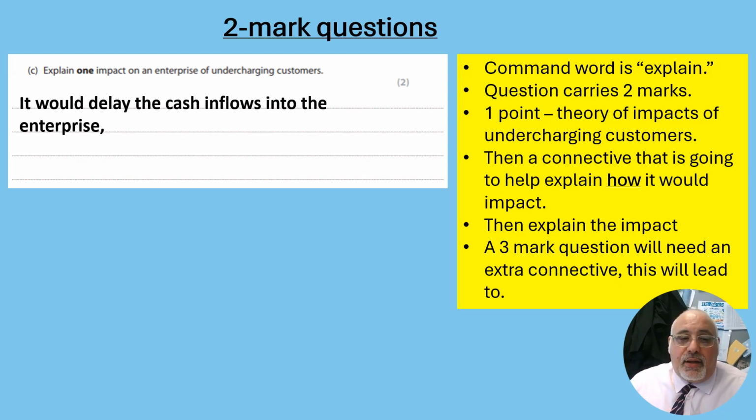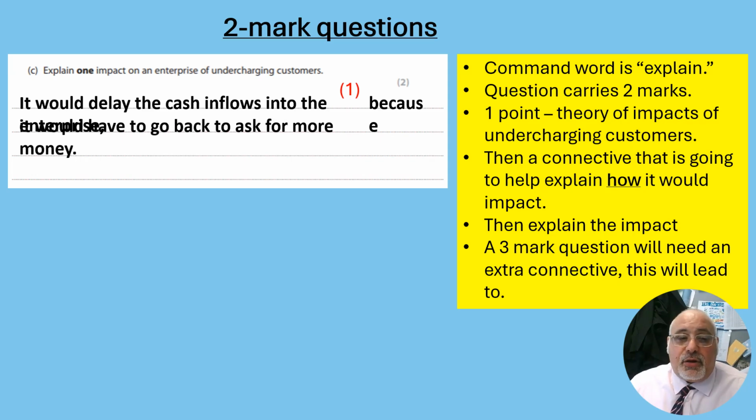You may write, it would delay the cash inflows into the enterprise, so therefore that is an impact on the business. Therefore you get 1 mark for that. You then stick a connective in. The connective in this case would be because, and the reason it's because is because you're going to explain how it affects the business, because it would have to go back to ask for more money. There's your extra 2nd mark from there.